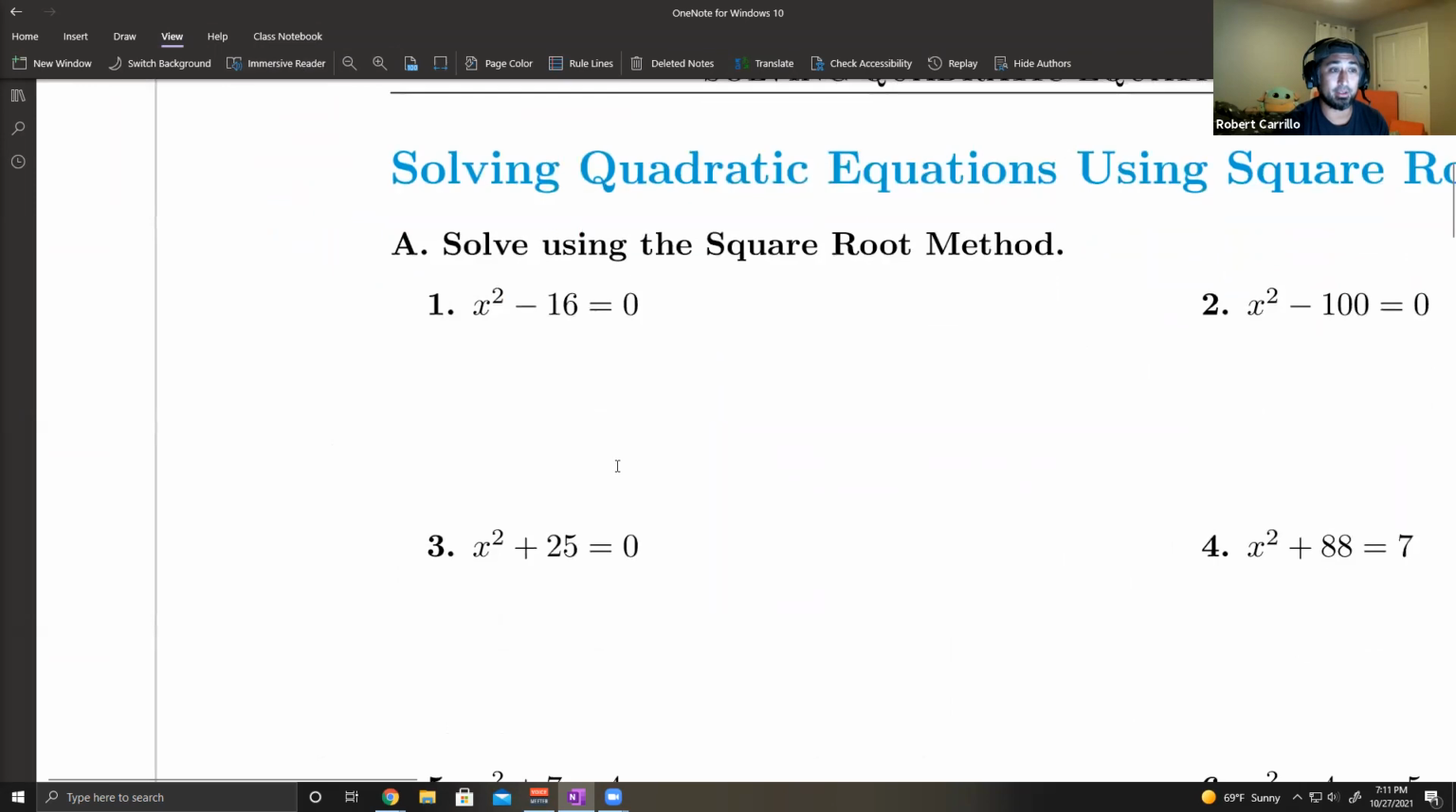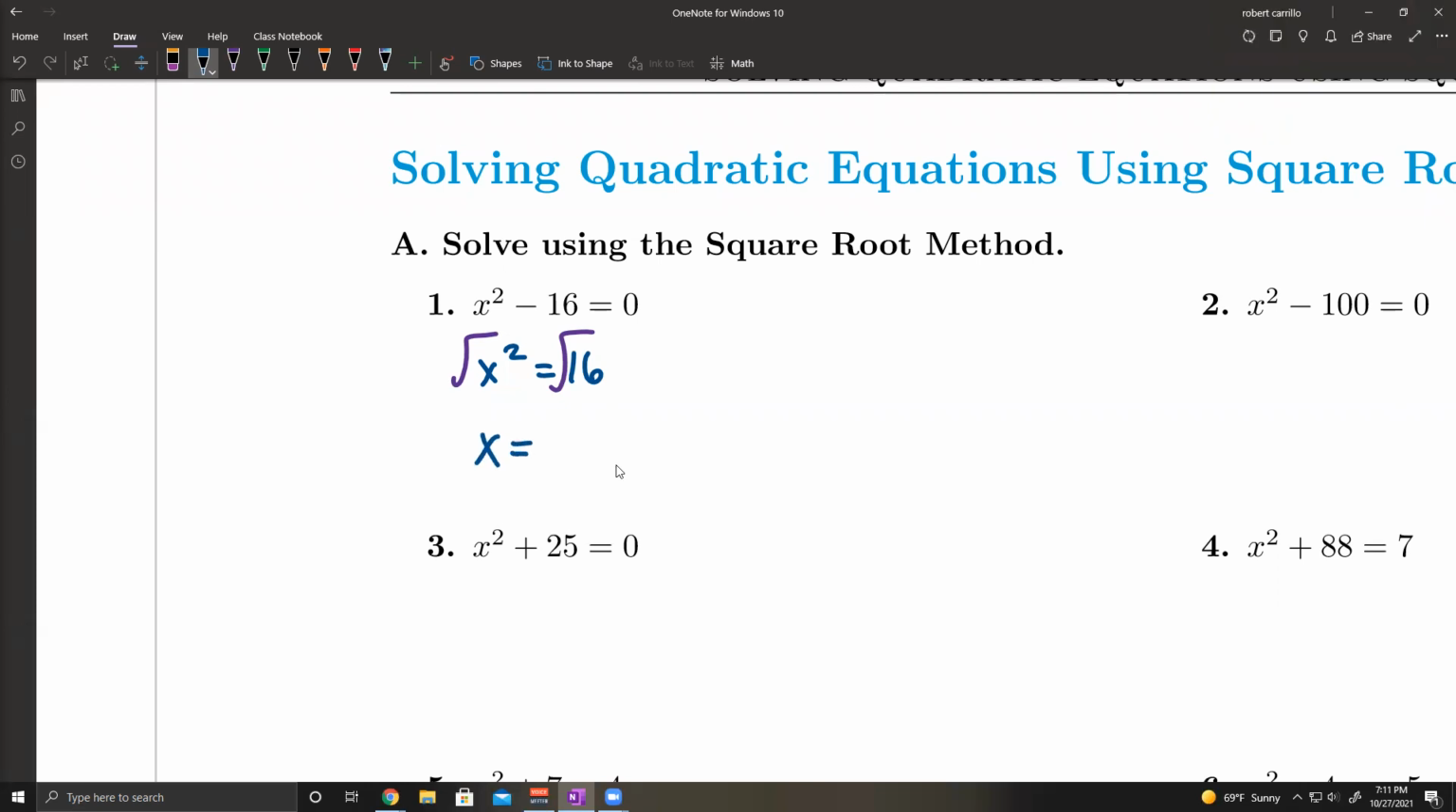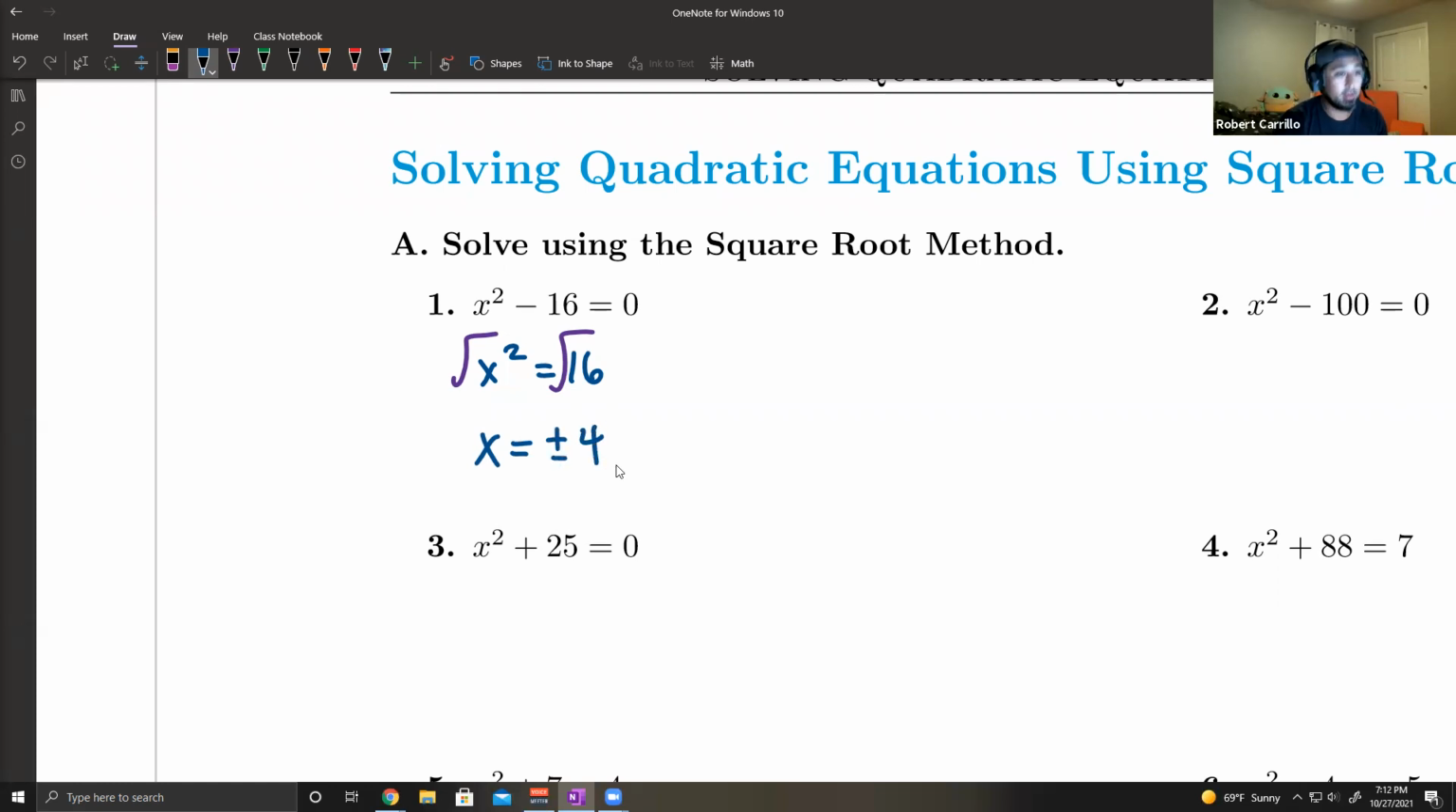All right, so let's try it out. Number one, x squared minus 16 equal to 0. Of course, we are going to add that 16 over. So you will get x squared equal to 16, and then you will square root both sides. And what is the square root of 16? 4. And since it's a square root method, we're not only going to get 4, we are going to get positive and negative 4. That's it.